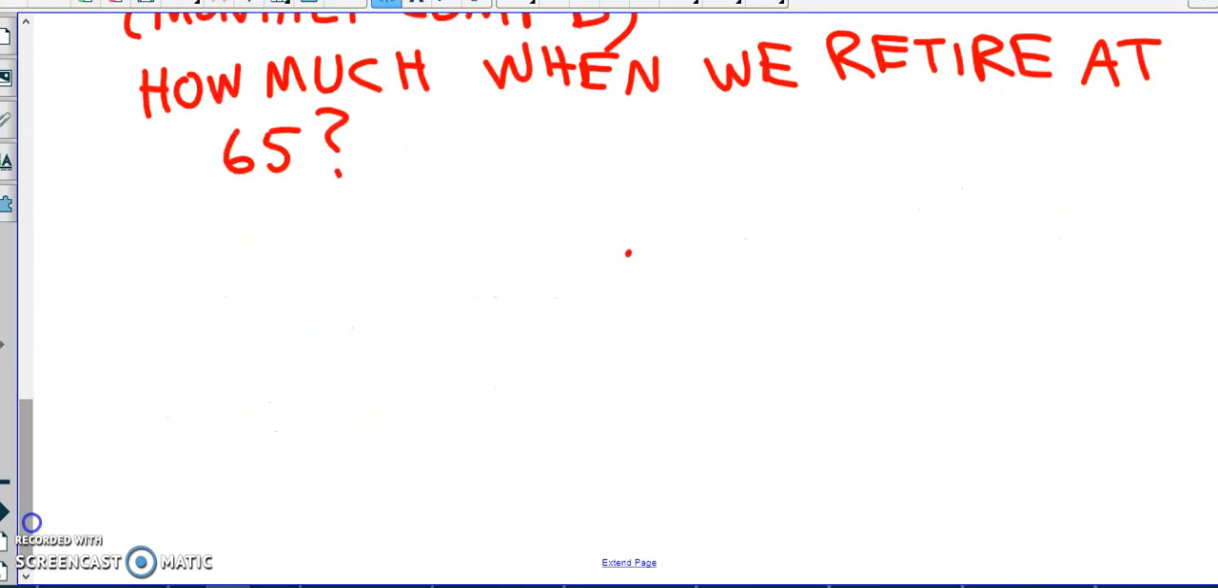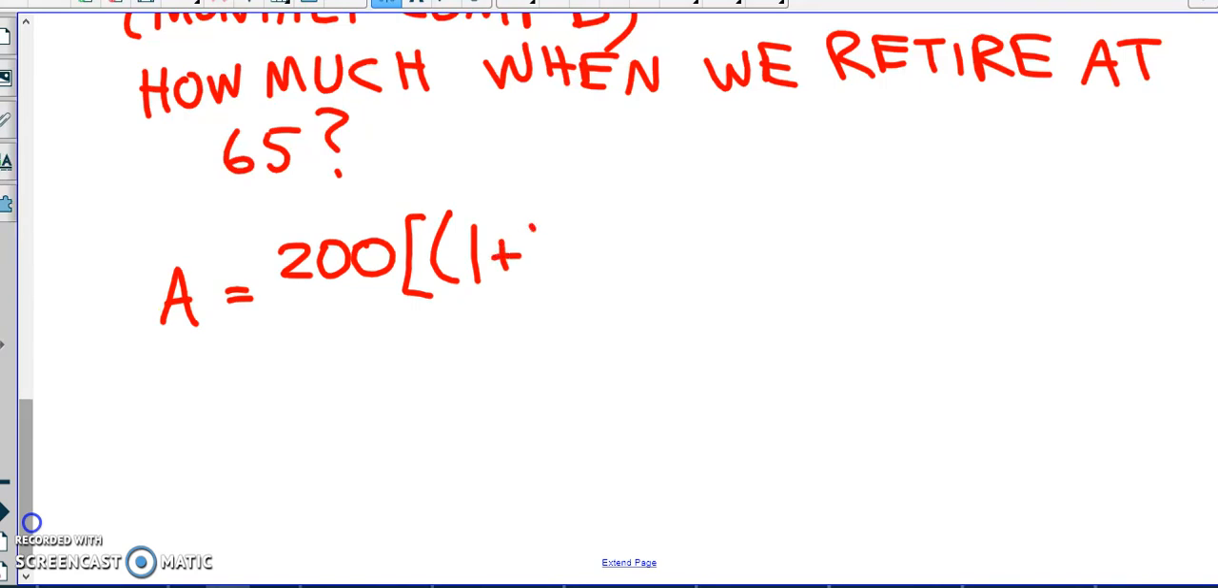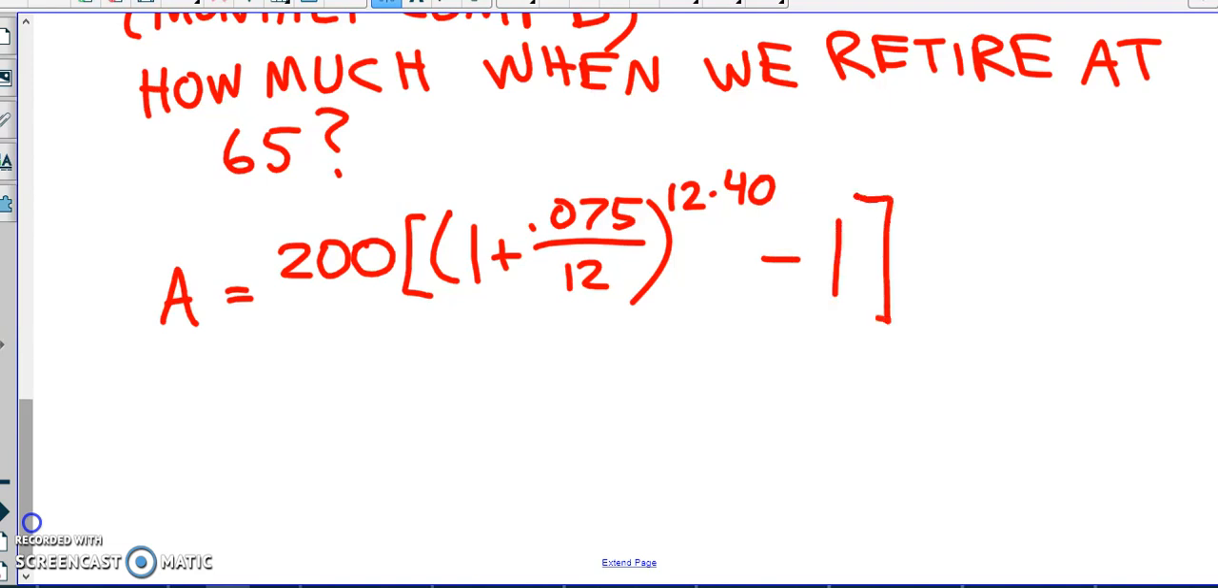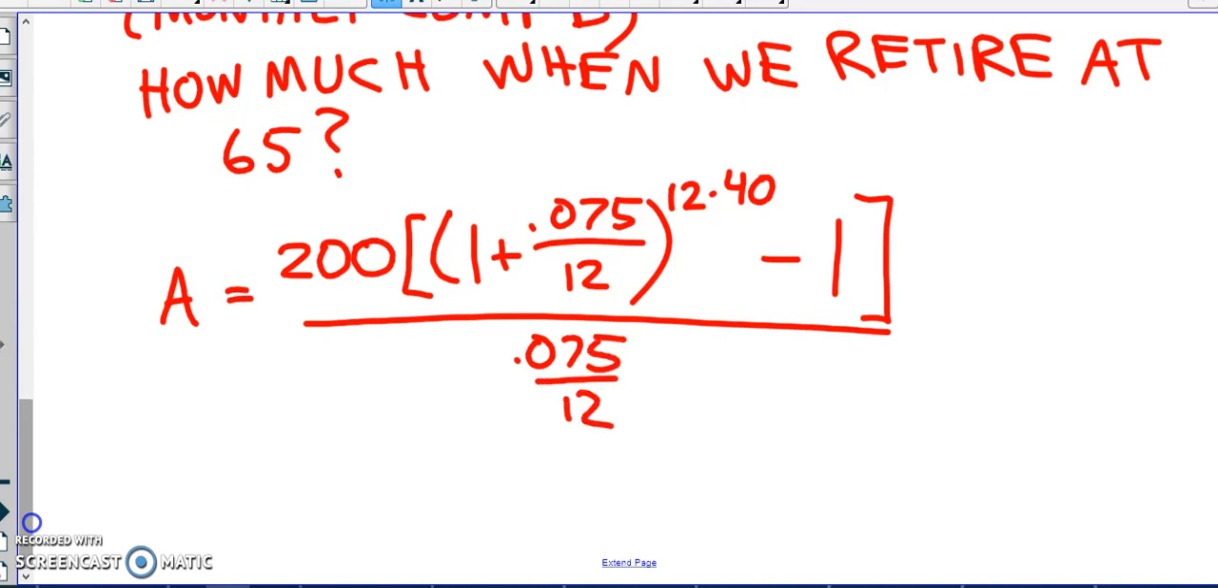So, as a result, your amount would be equal to the $200 payment times 1 plus 0.075 divided by 12, to the 12 times 40th power, minus 1, over 0.075 divided by 12. Now, that comes out to be $604,765.